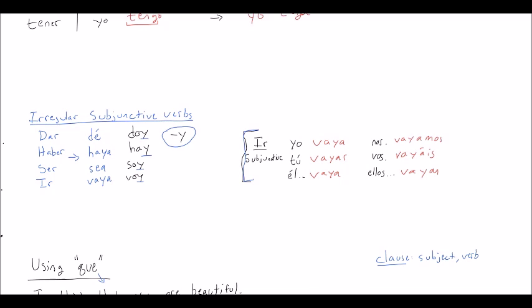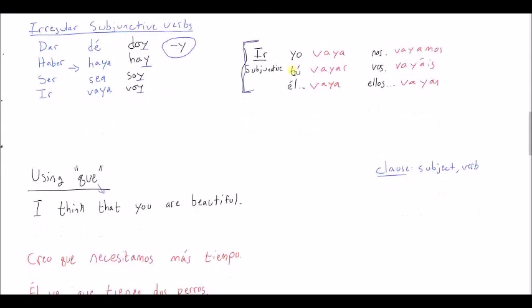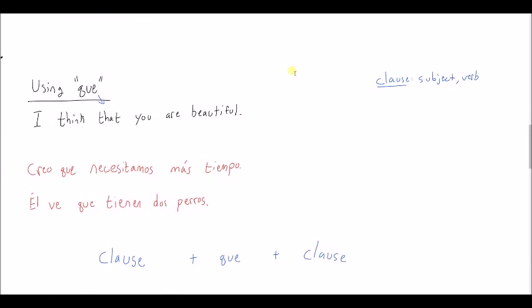I said at the beginning that normally the use of subjunctive is led into with an expression or a clause. And in fact, a clause is a really common way to introduce the subjunctive. If we go down here, I'll remind you that a clause is a part of a sentence that has a subject and a verb. And the way that we have a clause lead into a clause is using this word here, que.